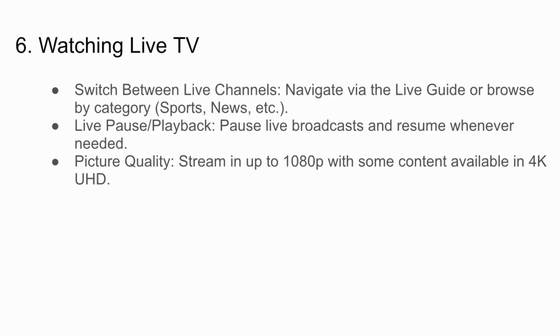Step 6. Watching live TV. To switch between live channels, navigate via the Live Guide or browse by category. You also have a Live Pause/Playback feature, which allows you to pause live broadcasts and resume whenever needed. Picture quality. You can stream in up to 1080p with some content available in 4K.